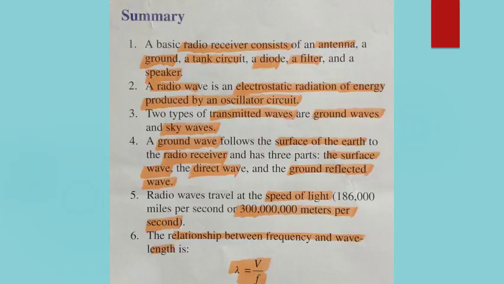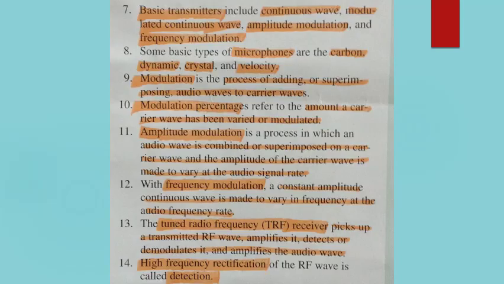Radio waves travel at the speed of light, that is 186,000 miles per second or 300 million meters per second. The relationship between frequency and wavelength is noted in the equation shown at the bottom of the screen, that is, the wavelength equals V for velocity divided by F for frequency. The basic transmitters include modulated continuous wave, amplitude modulation, and frequency modulation.